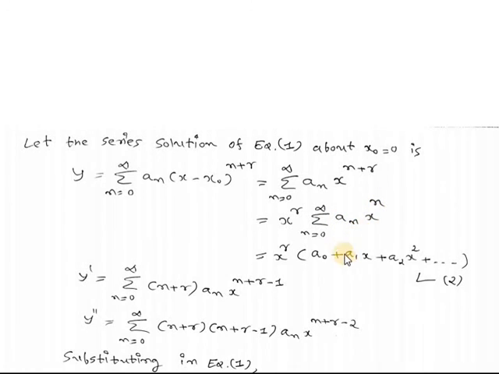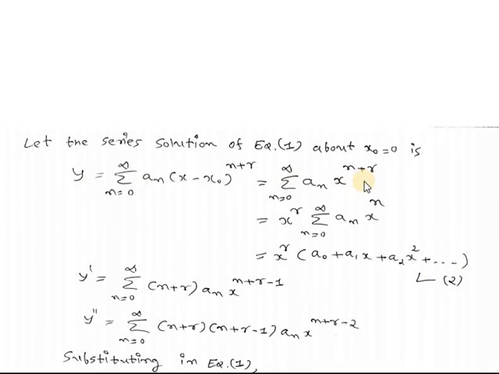Now putting different values of n starting from 0. First we put n equal to 0, so we get the first term a0. If we put n equal to 1, we get a1x, this is our second term. Same way for the third term we put n equal to 2, so it will be a2x². So the final series will be a0 + a1x + a2x² + and so on. Suppose this is equation number 2.